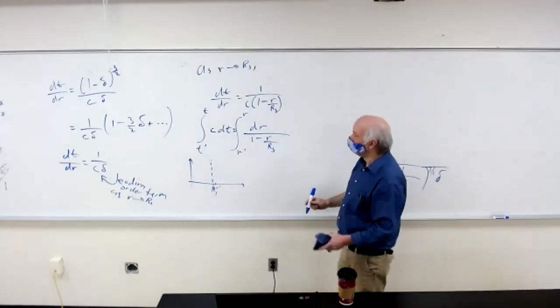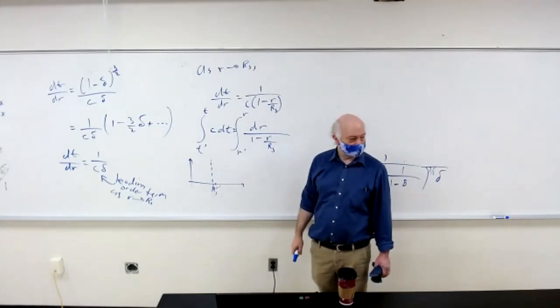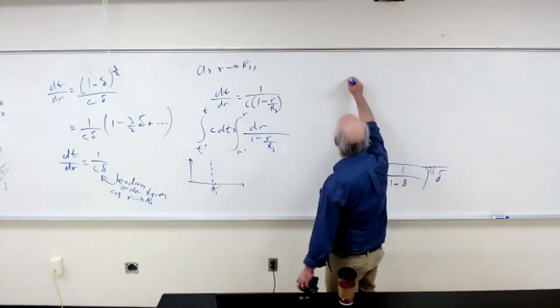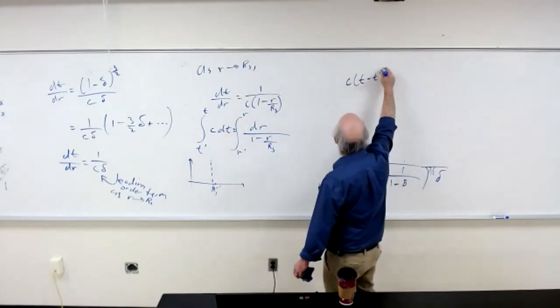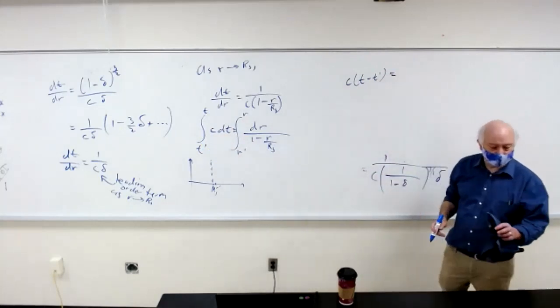Okay, I'll do this side for you. It turns out the integral of dt is t. If I put in the upper limit and the lower limit, this left side becomes c times (t minus t prime) equals. You tell me what the right side becomes.